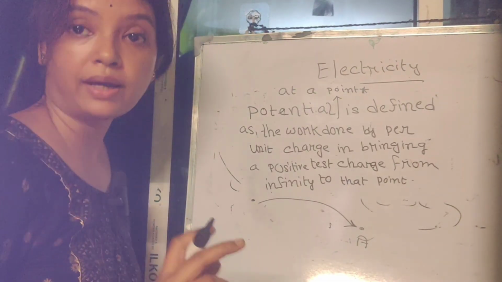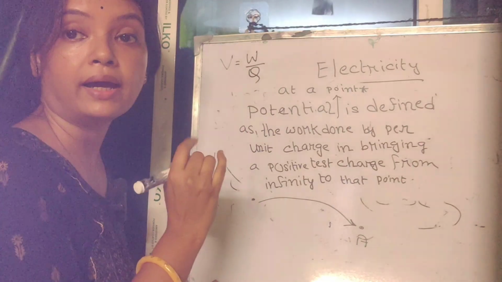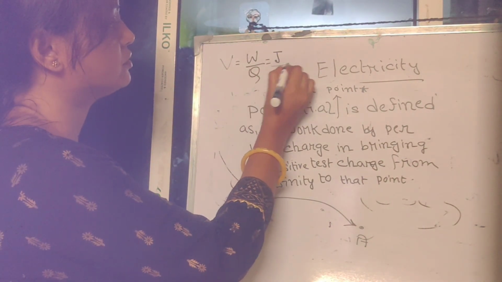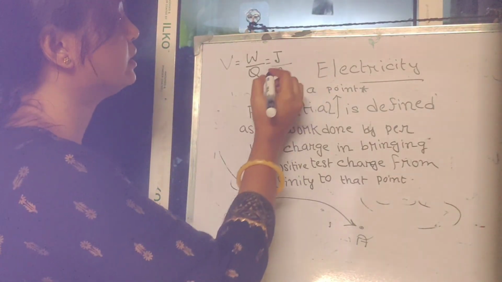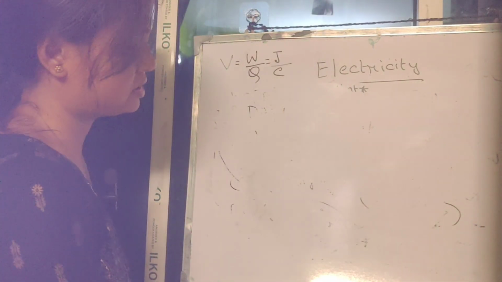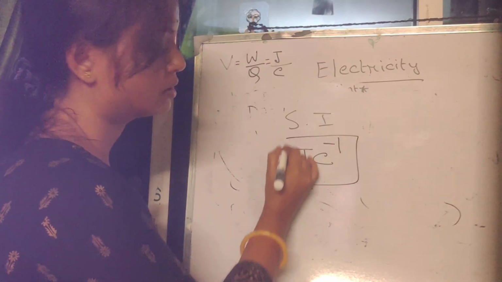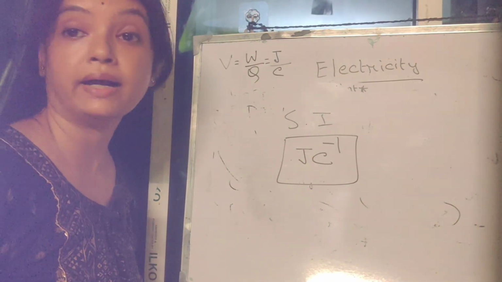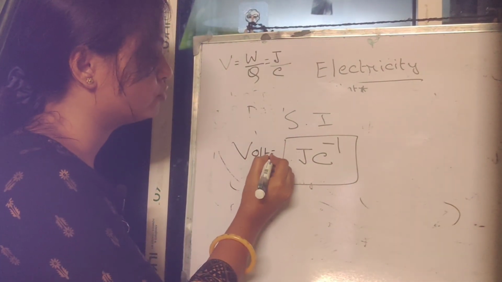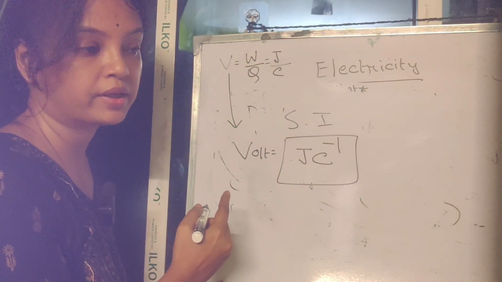Got it? Now, as we know, V equals W by Q, and the unit of work done is joule and the unit of charge is coulomb. So we can write that the unit of potential in the SI system is joule per coulomb, and this joule per coulomb is represented by volt. So the unit of potential is volt.